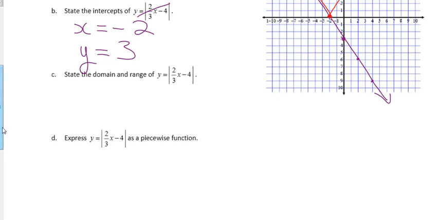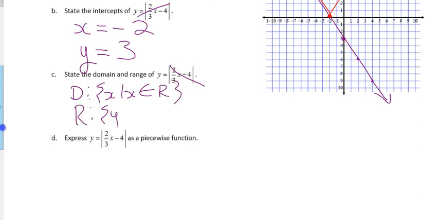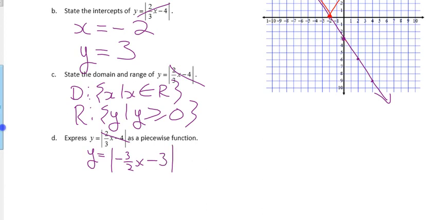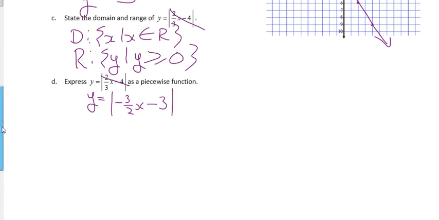Okay, so where were we? Okay, what else? Express the absolute value of y equals negative 3/2 x minus 3 as a piecewise function. What's that mean? Okay. It goes to the definition of absolute value, right? So the definition of absolute value looks like this.